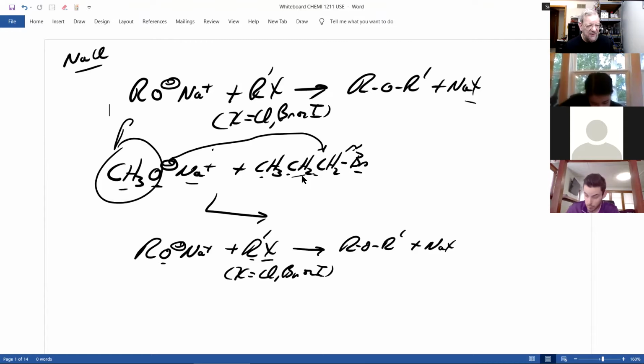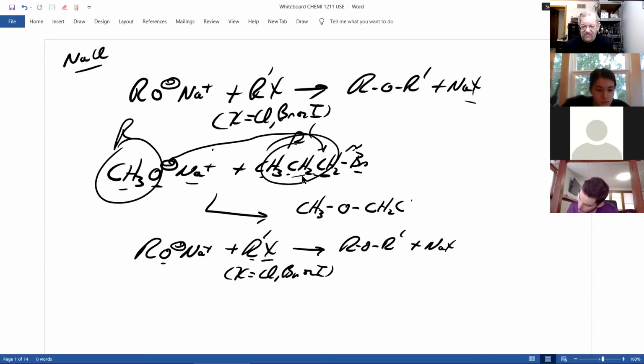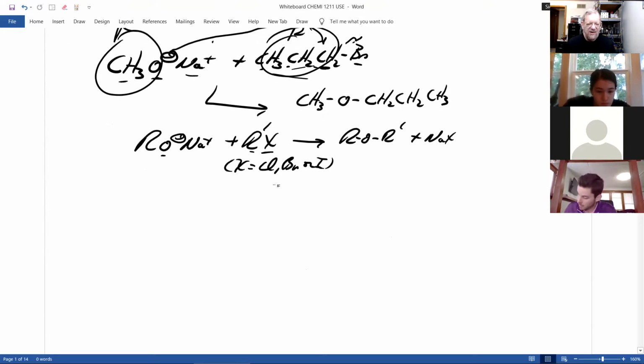This is my R group. This is my R prime. And therefore, R, CH3, oxygen. What carbon has the halogen? The end one of 3. And do you break carbon-carbon single bonds? No. So all these come along, 3 carbons come along. And I've made methyl propyl ether. And that's the best way. There's another way of making ethers, but this is the best way. And that's how you make an ether.